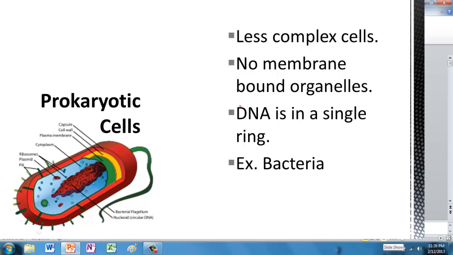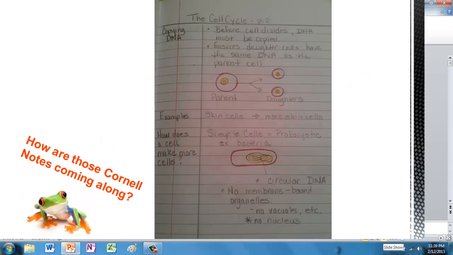In addition, prokaryotic cells have their DNA in a single ring. Now, if you unwound all of this DNA inside this little bacteria cell, you would end up with one big continuous loop of DNA. Let me write that right there. So here's the DNA inside our prokaryotic cell. And that's a lot different than the way the DNA is in a eukaryotic cell, and we'll see that later.